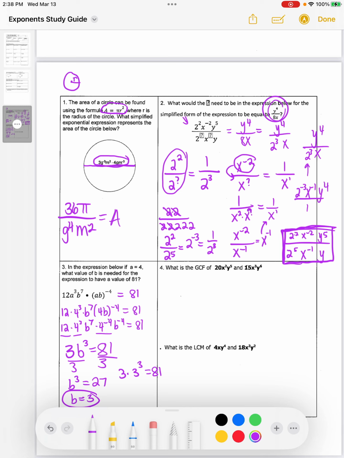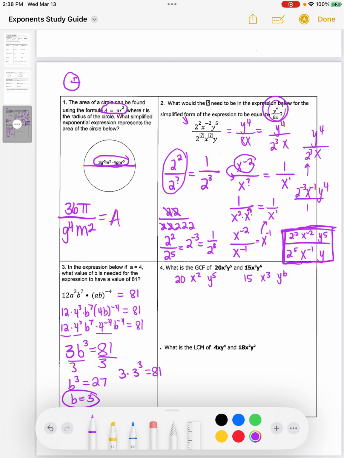And then the last question we have are those GCF and LCM questions that will pop up on the Keystone, so I wanted them to pop up on our test. The greatest common factor of these exponential expressions consists of numbers and variables. So the first thing I like to do is separate them into their numbers and their variables. So we have 20, x squared, y to the 5th for the first one, and for the second one we have 15, x to the 3rd, y to the 6th.